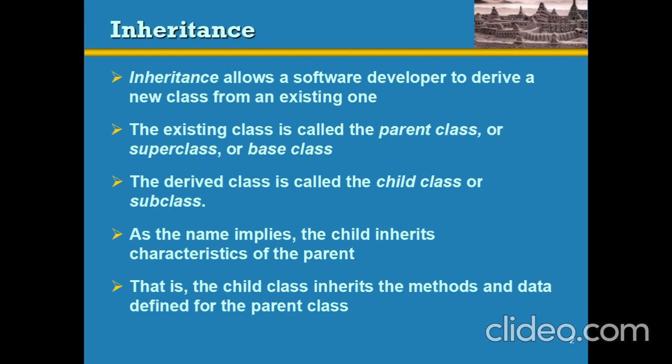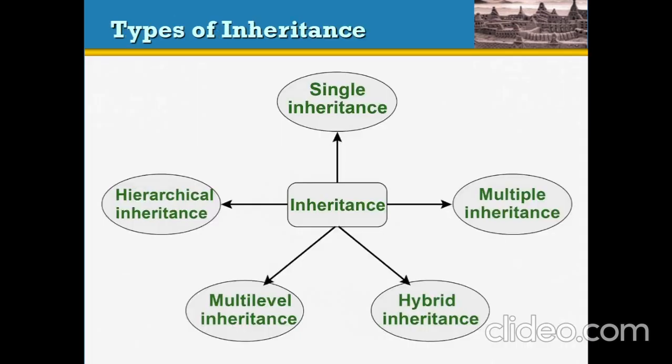It allows us to establish a clear parent-child relationship between our software components, making our system much easier to manage and scale. This is a very important topic. The existing class is called the parent class, otherwise superclass or base class. The derived class is called a child class or subclass. Is it?